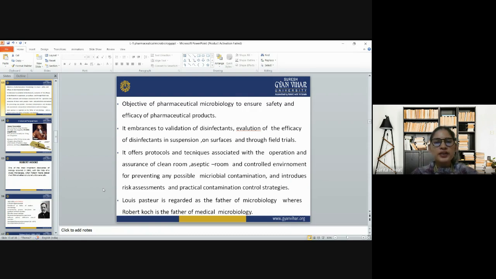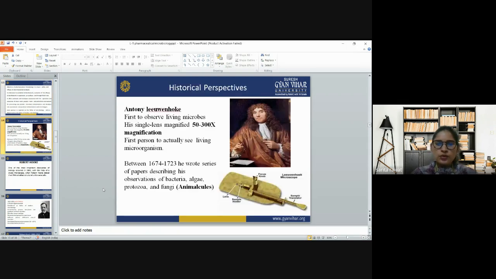Now, Louis Pasteur is regarded as the father of microbiology, whereas Robert Koch is the father of medicinal microbiology.